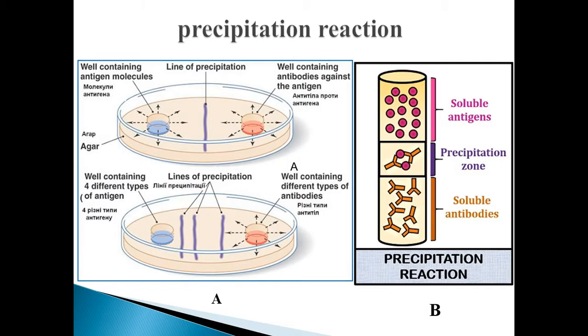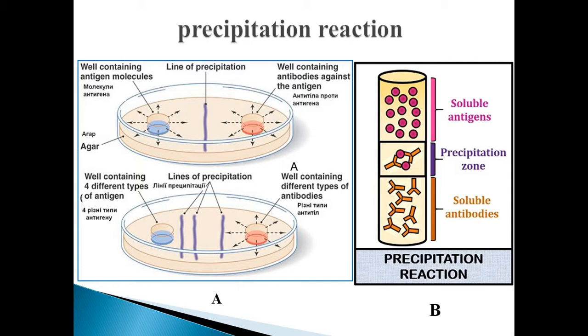And the next is precipitation reaction. When a soluble antigen reacts with its antibody in the presence of optimal temperature, pH, and electrolytes (saline solution), it leads to formation of the antigen-antibody complex in the form of an insoluble precipitate band when a gel-containing medium is used, or an insoluble flocculus or precipitate ring when a liquid medium is used.